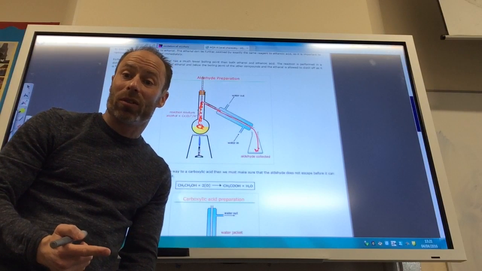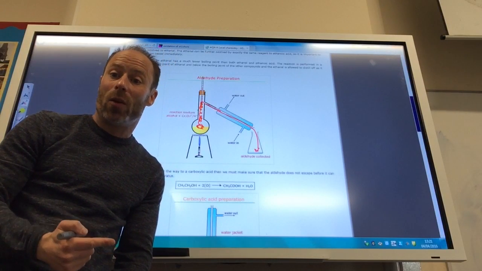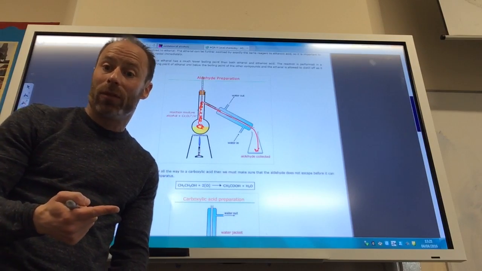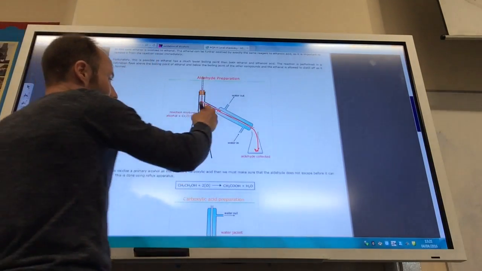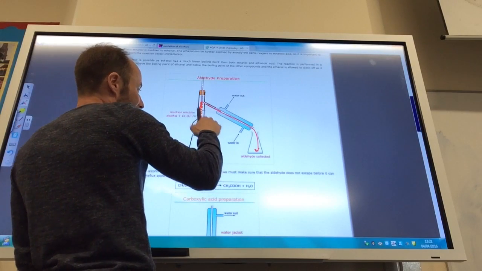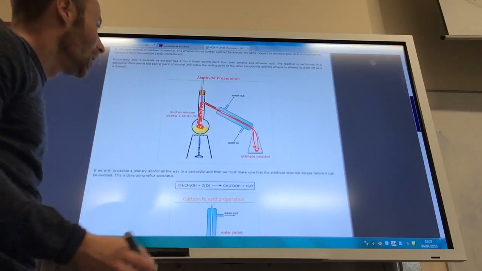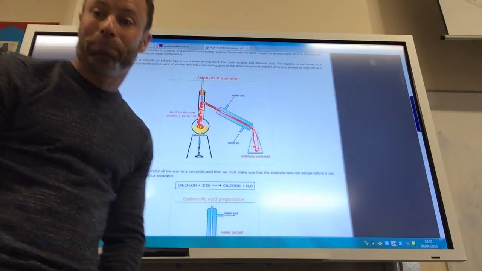And so my aldehyde goes down there. That relies, of course, on the fact your aldehyde has got a lower boiling point than your alcohol. Otherwise, your alcohol will be distilled off as well. So hopefully the aldehyde comes up, the alcohol stays in to get oxidised, and I can collect it up. Job done, nice and easy.